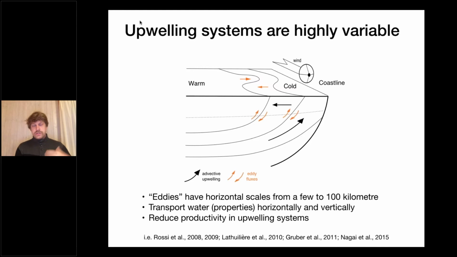Eddies are structures which are rotating around and can have a few kilometers to 100-kilometer scale. And these processes are very important because they transport water properties in the horizontal, but also in the vertical. For example, these processes reduce the productivity in upwelling systems, which has been shown in various studies, and you can have a look in the literature here below. But today we want to talk about oxygen.